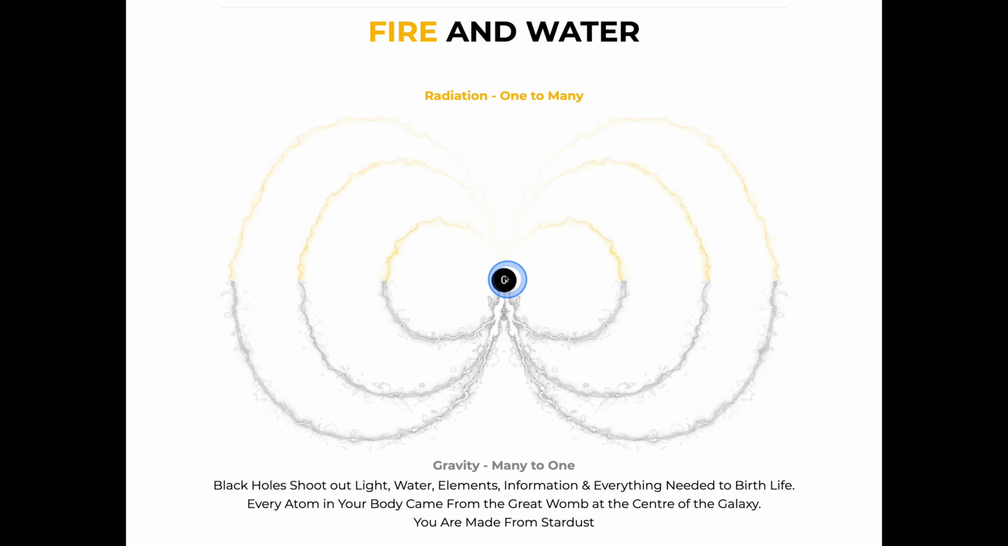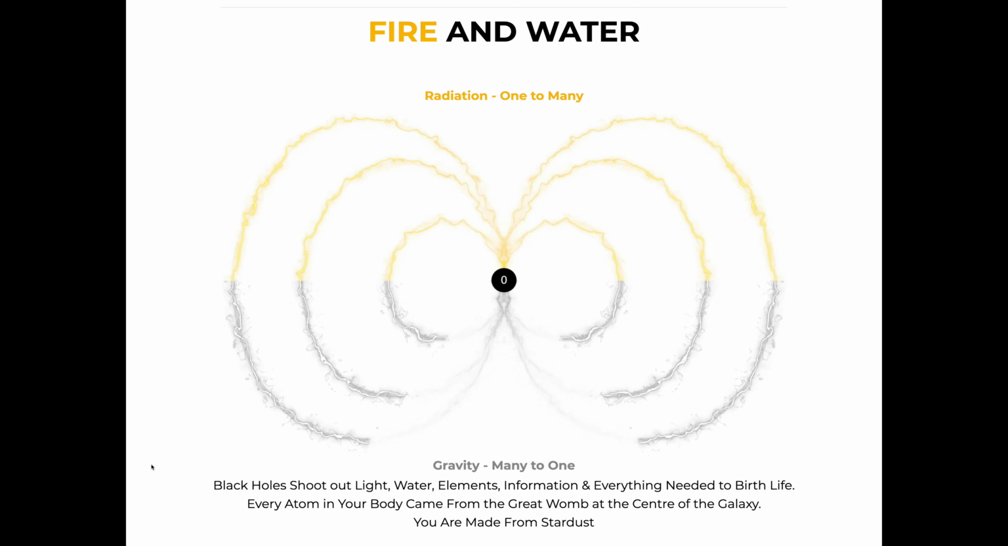The black hole is the womb of creation. Radiation is one to many. Gravity is many to one. The shape is a little like an apple, and this is the seed. And you can observe how radiation turns to gravity and returns to zero.